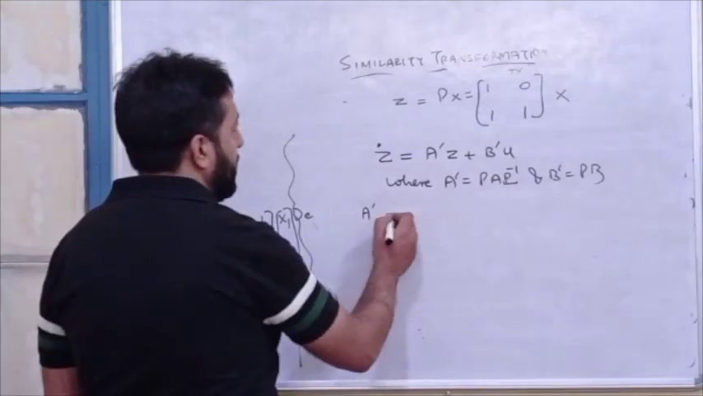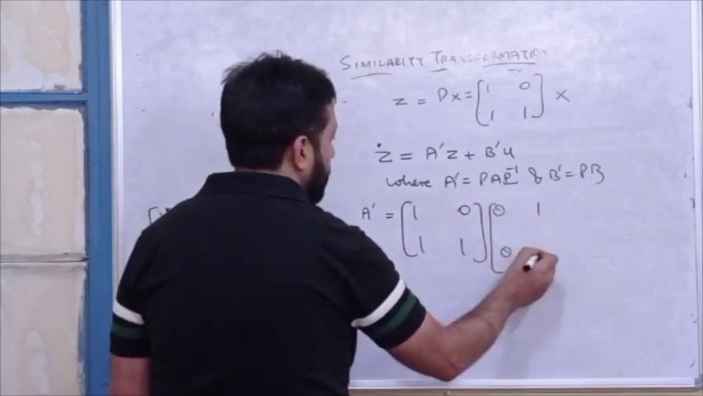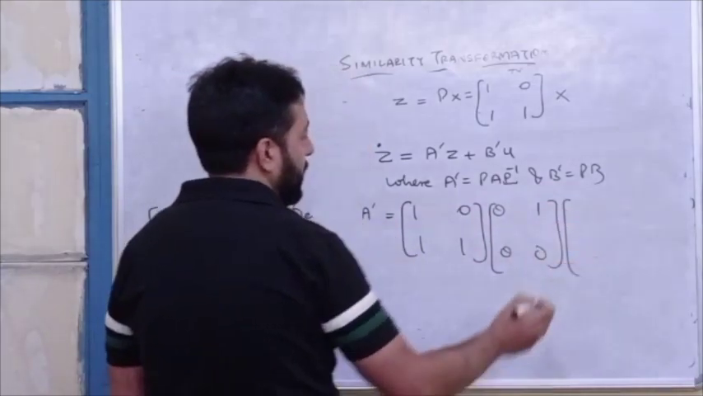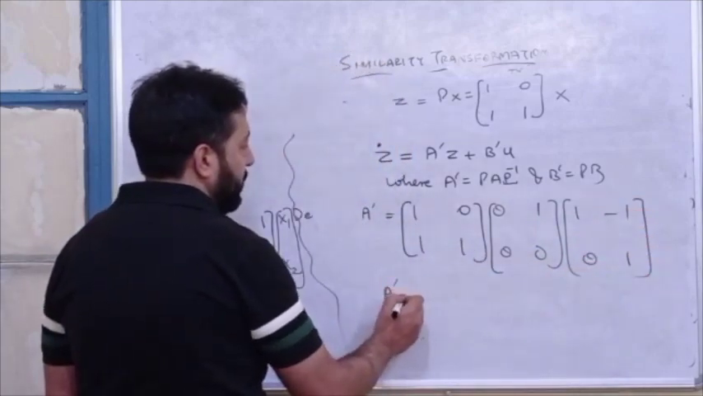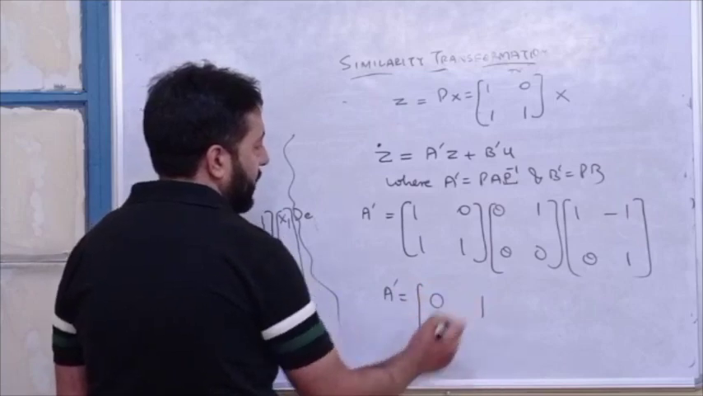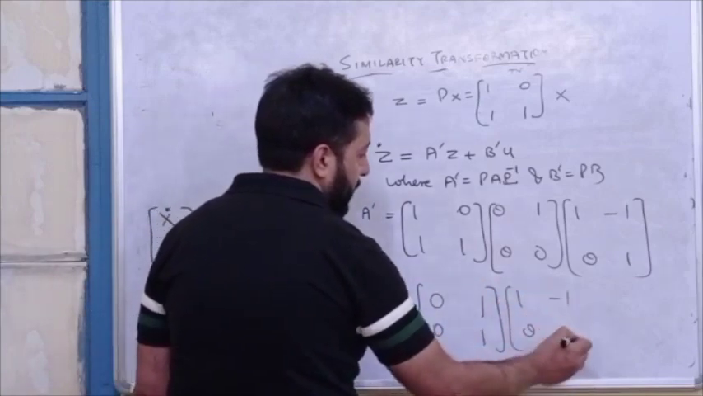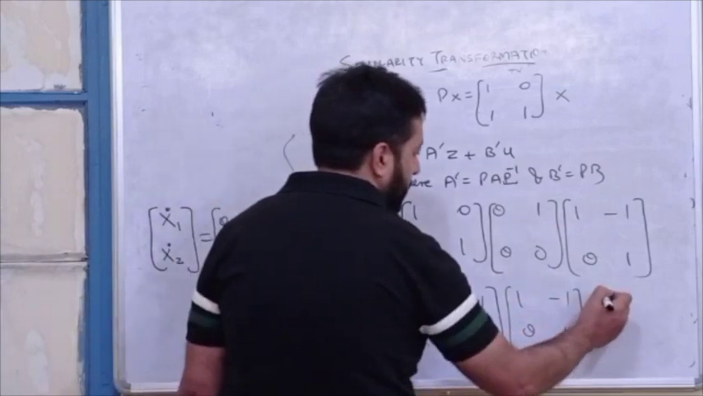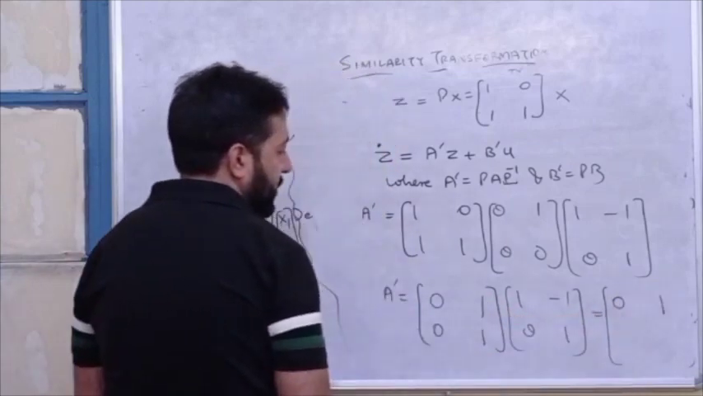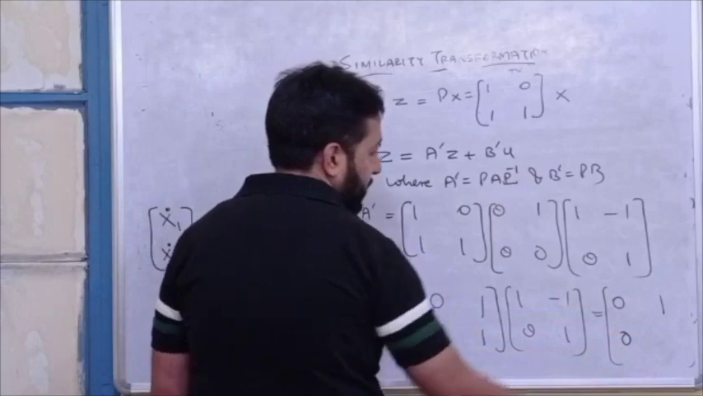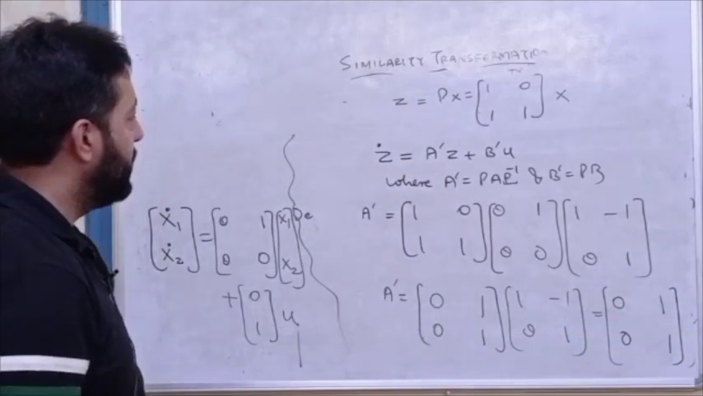A dash इसमें क्या आएगा, P तो है यही, 1 0 1 1, और A क्या है, 0 1 0 0 है ना, और P inverse क्या बोल रहे थे आप, क्या है, 1 minus 1 0 and 1 है ना ऐसे, so that means A dash is equal to, this is 0 here, this is 1 here, this is 0 here and this is 1 here, सही है ना, then 1 minus 1 0 and 1 सही है, then this will be equal to this is 0 and this is 1, ठीक है ना, this is 0 and this is 1, ये आएगा, सही है ना, so this is your A dash.